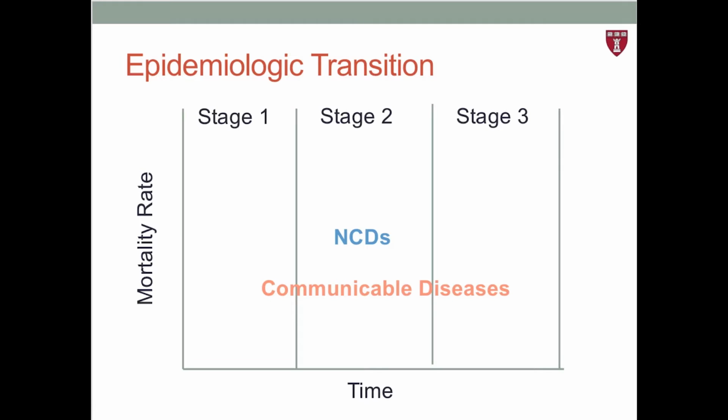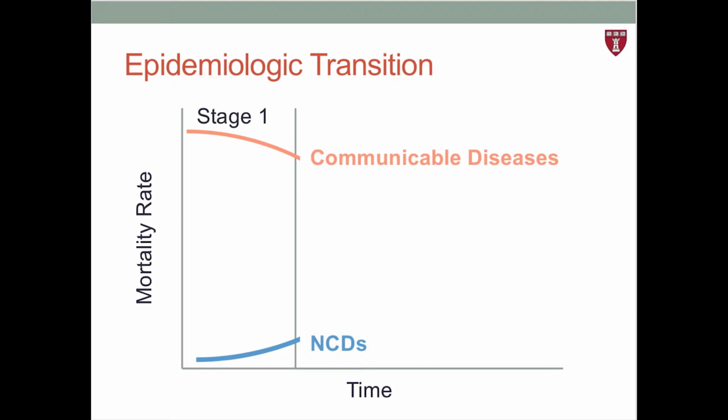And there are 3 classic stages. Now, you might be familiar with other models, and they sometimes will show 4 or even 5 stages. But for the purpose of this exercise, we're going to focus on the relationship between mortality rates, communicable and non-communicable diseases over these 3 stages. So this is stage 1. What do you see? In general, what do you notice about the mortality rates due to communicable versus non-communicable diseases?